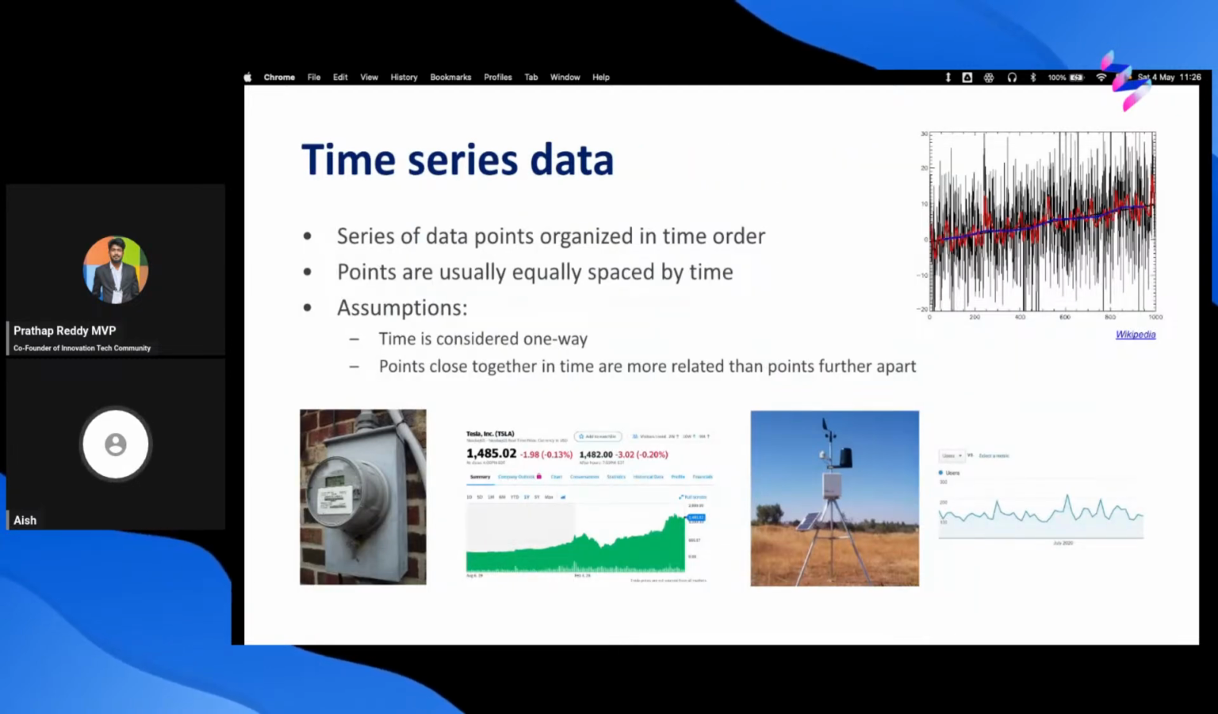And then there is time series data as well. This is really helpful especially with IoT devices. For example, if you wear a smartwatch and that smartwatch is continuously monitoring your heartbeat every 5 seconds or something like that, that is an example of time series data, because all the data points are organized in the order of time and they are equally spaced by time as well. So these are all examples of time series data. You can remember it by the smartwatch example.